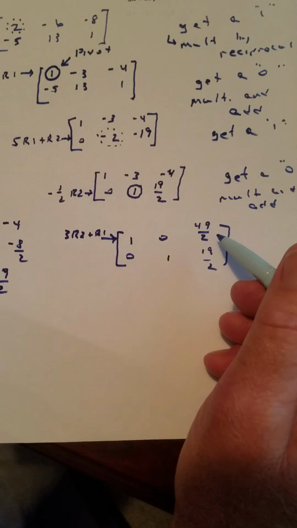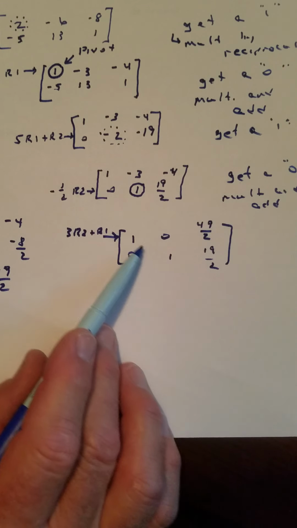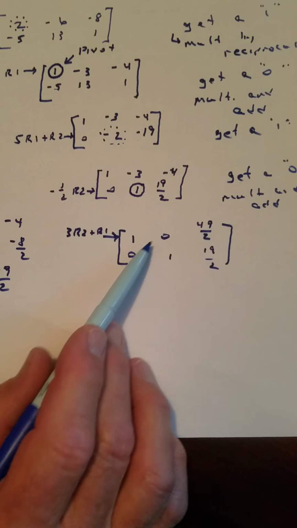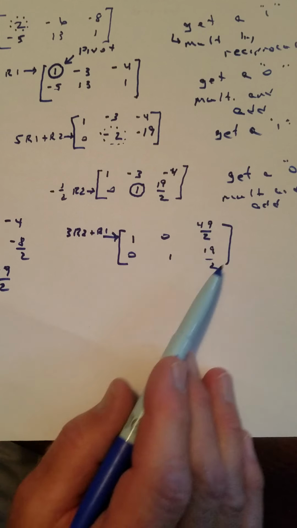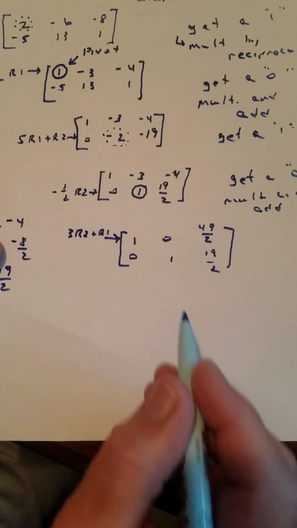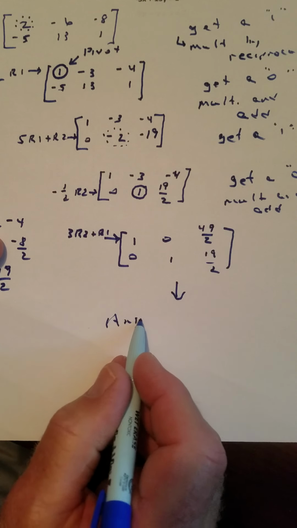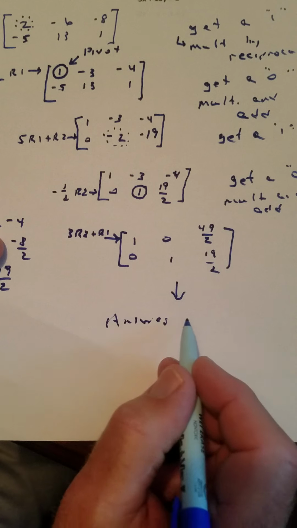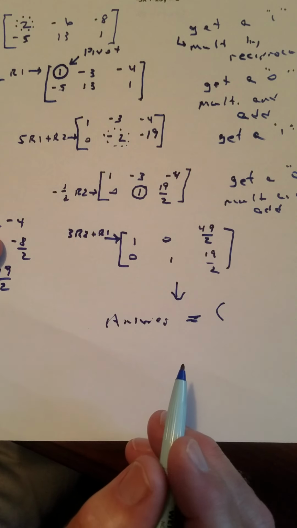Over 2. Okay, now take a look. See the ones on the diagonal? And you got zeros. This is in row reduced form or diagonal form. Got to catch myself there. Once you get into this form, then you know the answer. The answer is going to be, remember, it's an ordered pair, it's a point.